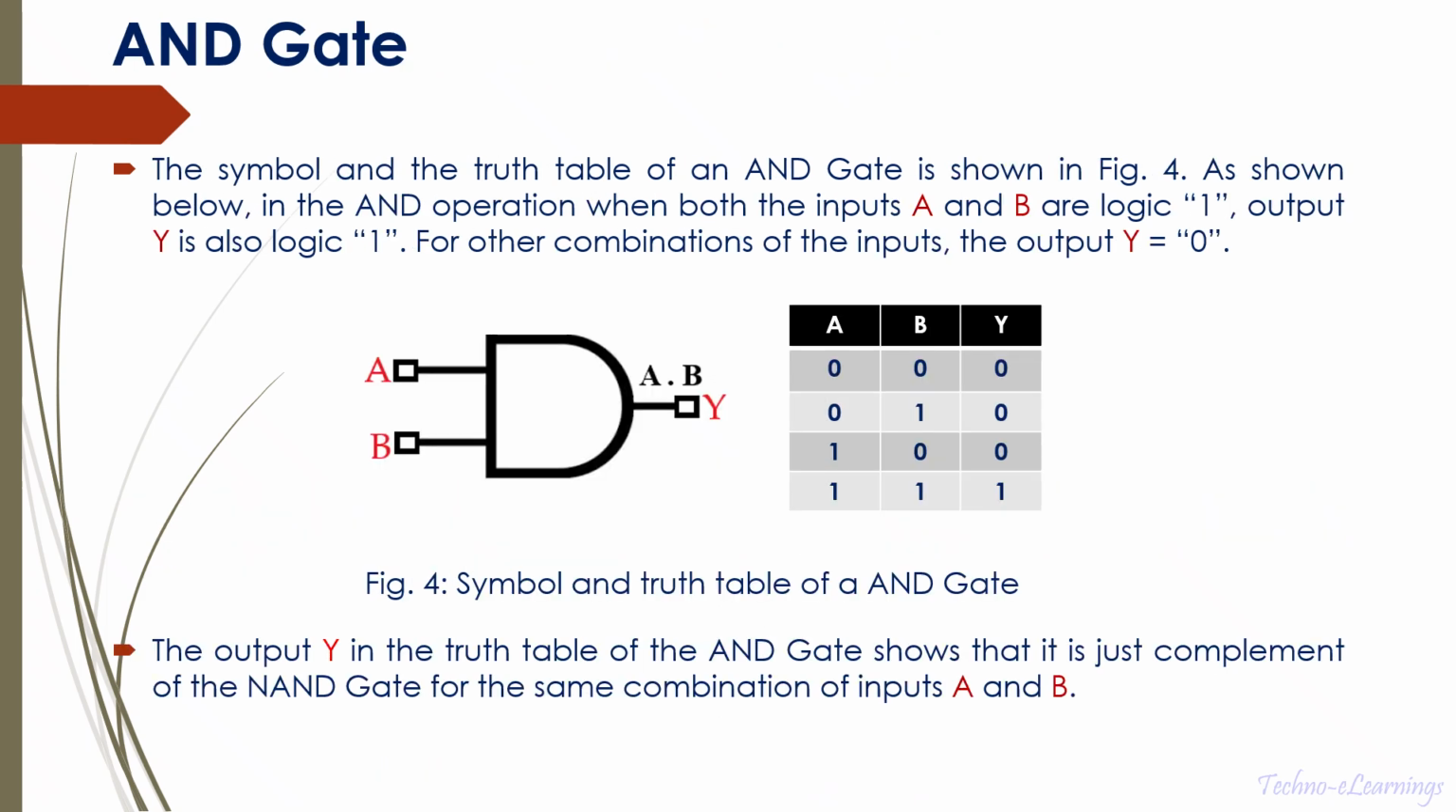AND gate. The symbol and the truth table of an AND gate is shown in figure 4. As shown below, in the AND operation, when both inputs A and B are logic 1, output Y is also logic 1. For other combinations of the inputs, the output Y equals 0. The output Y in the truth table of the AND gate shows that it is just the complement of the NAND gate for the same combinations of inputs A and B.